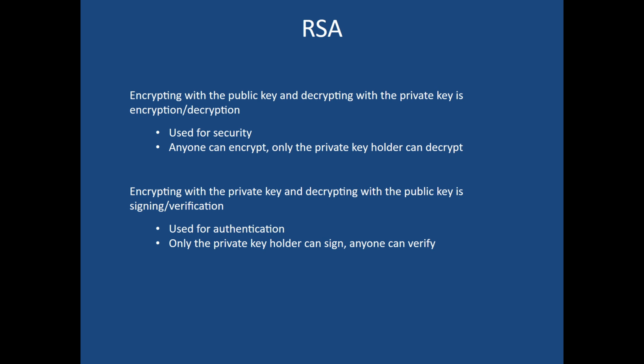And generally, it's not the people that have browsers that have RSA keys. It's the corporations, the e-commerce folks. So Amazon has an RSA public key, private key pair. The browser doesn't have to have them. But there's a way to turn it around where you encrypt with the private key and decrypt with the public key. And that's called signing and verification.